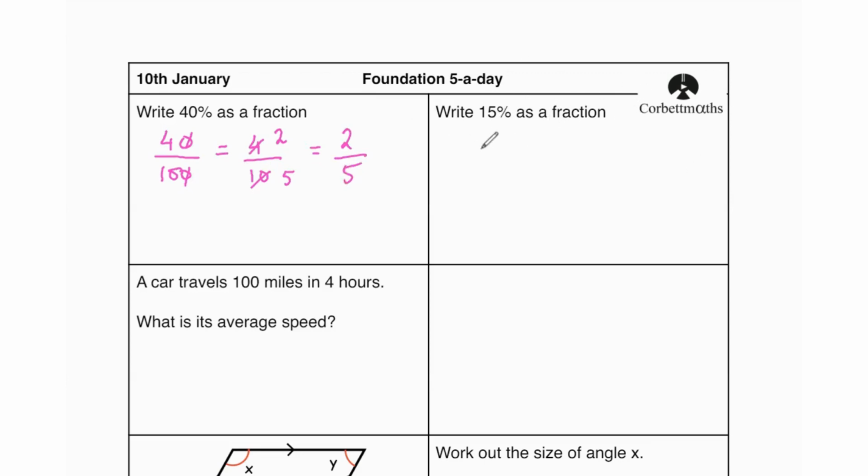Then for 15% as a fraction, same steps, we rewrite 15% as 15 over 100. Now we know 15 is 5 times 3 and 100 is 5 times 20. Cancel out the 5s. So we're left with 3 over 20. 20 and 3 don't come in the same times table, so we can't factorize it further. So it stays as 3 over 20.